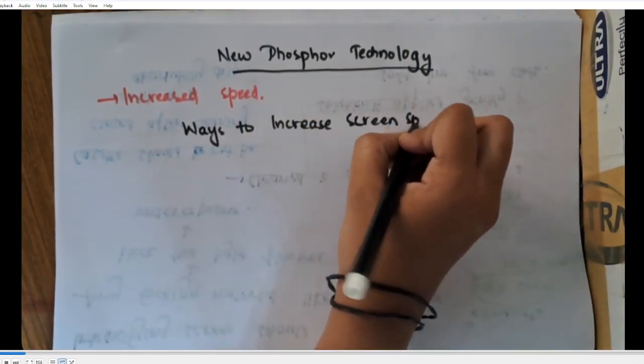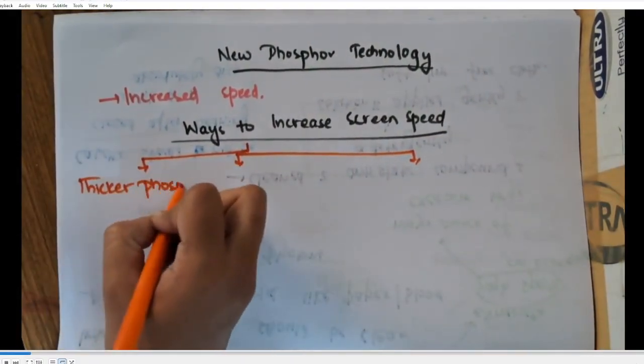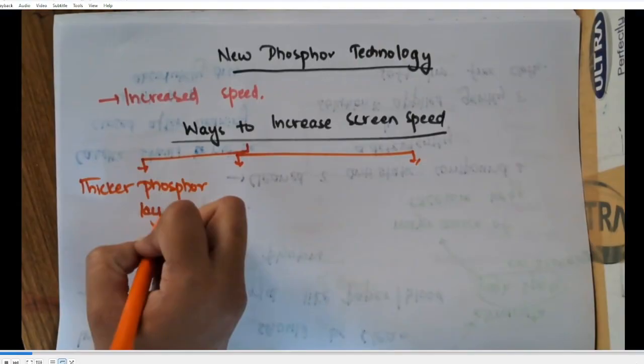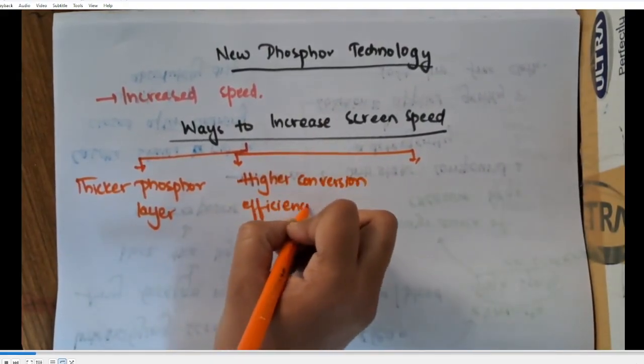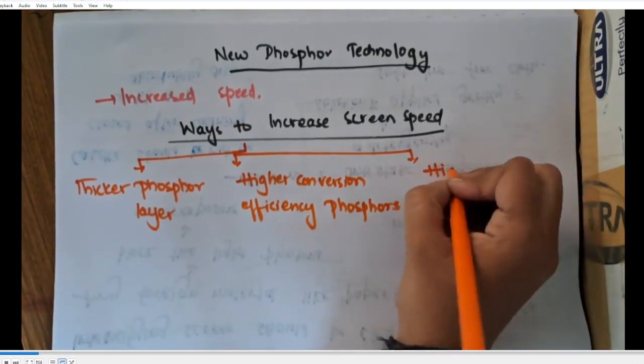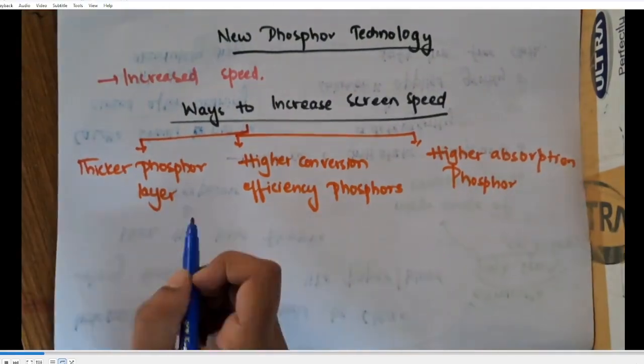So, ways to increase the screen speed. There are three major ways to increase screen speed. One, we can use a thicker phosphor layer. Number two, we can use higher conversion efficiency phosphors. Number three, higher absorption phosphors.